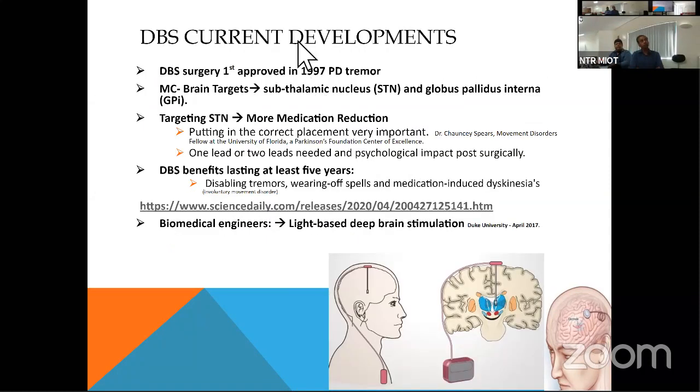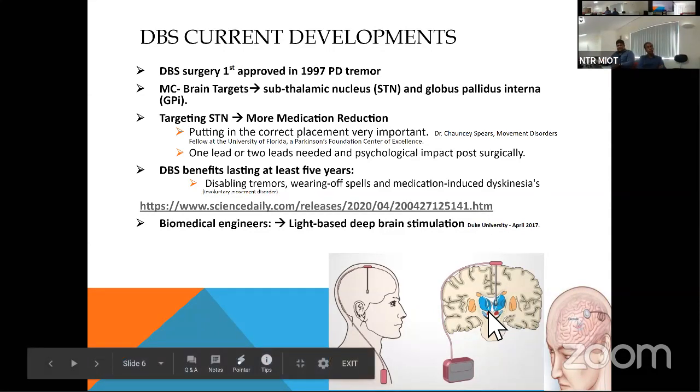In this one, DBS current developments, the main topic is DBS as a surgical procedure. In 1997 it was first introduced to reduce the Parkinson's disease tremors, for symptom control. It is similar to a pacemaker. As Dr. Pulo mentioned, you're giving the current to the thalamus and the subthalamic nucleus here. This is the STN, which is the red dot. We'll go to the next slides and show you in detail.